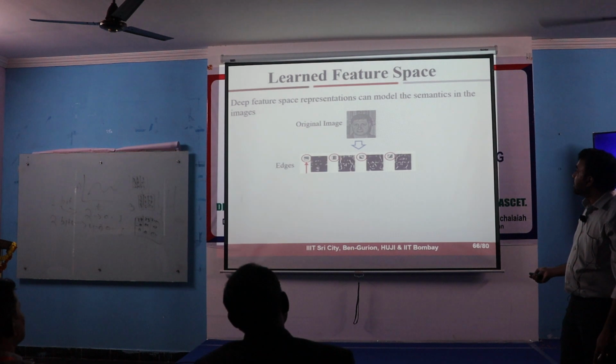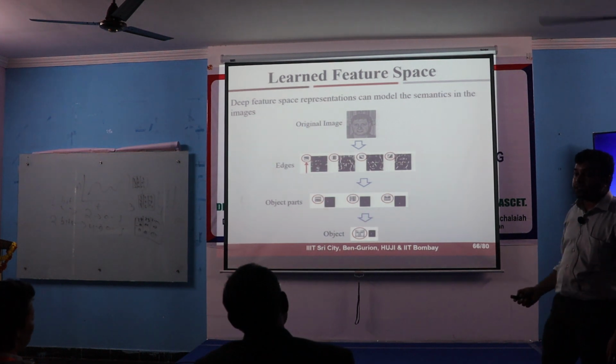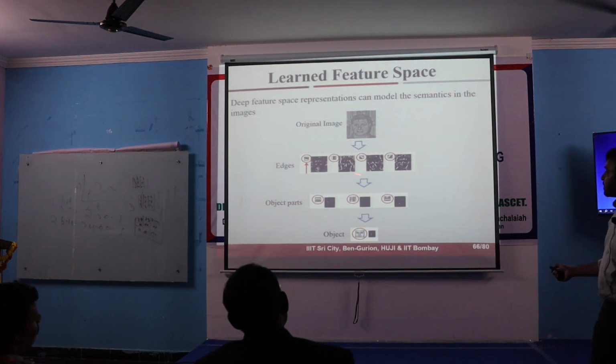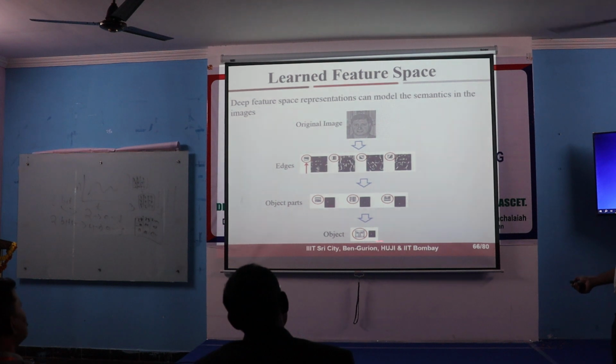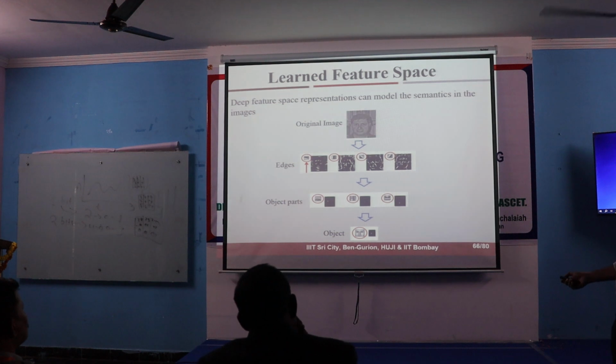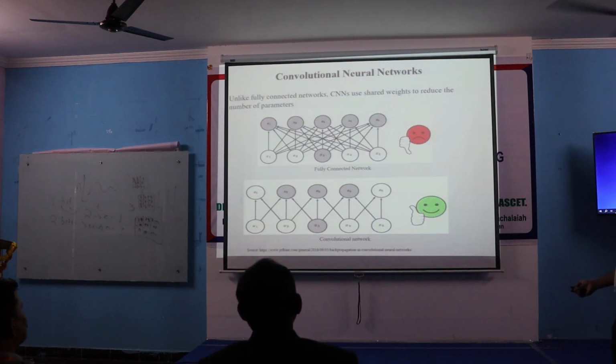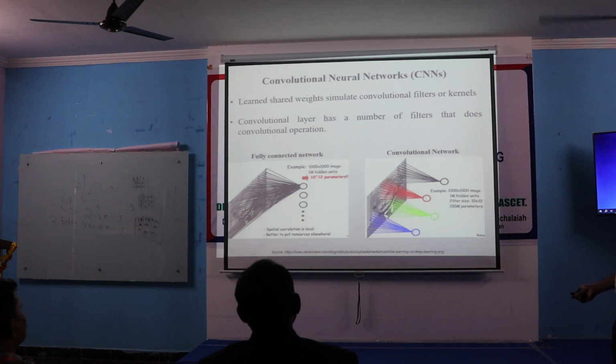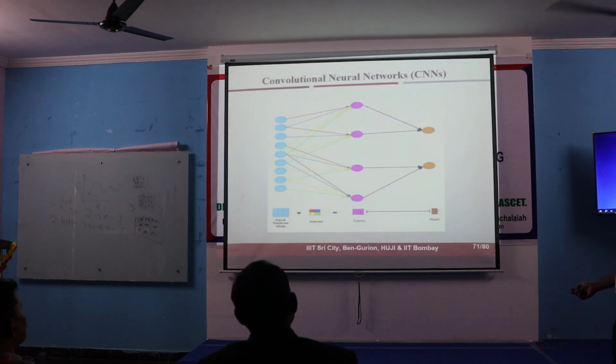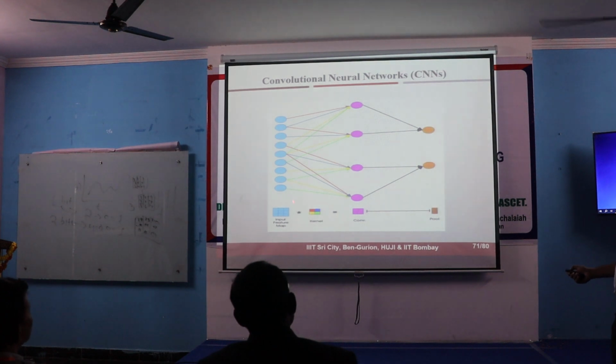So this is like a learned feature space. Your machine is learning different features at different levels. Sometimes it may be edges, sometimes it may be object parts, different things it is learning. So for this we use something like a convolution neural network. The idea is that it will simulate convolution. I leave it to you to understand how it is simulating convolution.